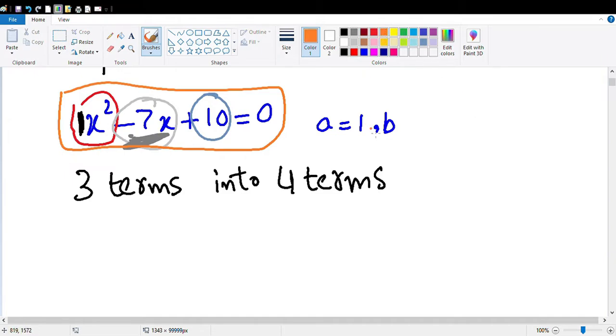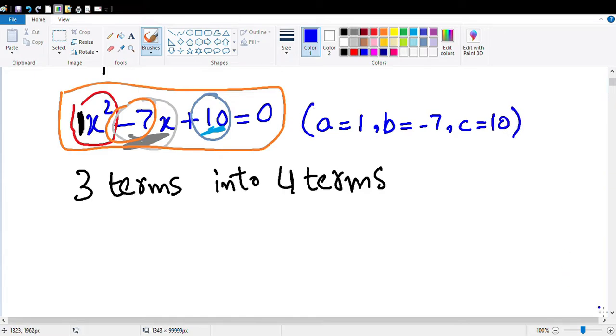And for the variable, what is b? B is the coefficient of the variable. The variable is x, its coefficient is minus 7. So b is equal to minus 7. And then c, what is c? C is the constant term, that's 10, right? Like this one. So c is equal to 10.